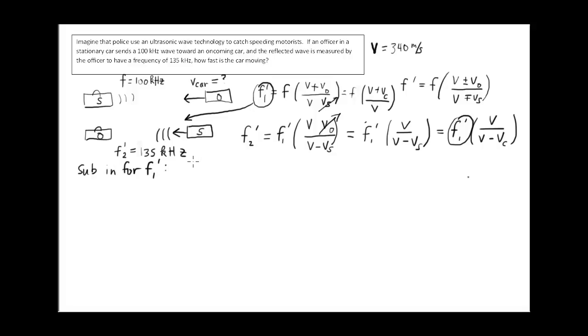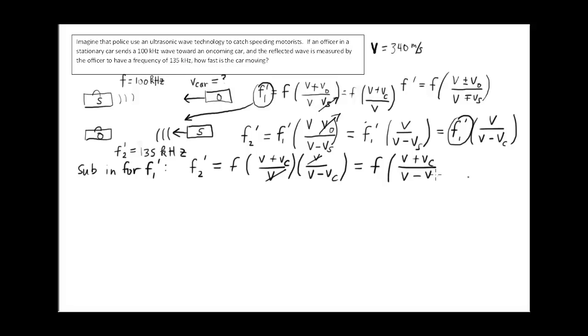All right, when we do that, what do we get? We get that f2 prime, which is 135, we know that, is equal to f1 prime, which comes from up here. F times V plus V car over V, now multiplied by this term, V over V minus V car. And look what happens. We get some simplification because those two V terms drop out, and we get an equation that actually looks pretty simple. Right here. So let's take stock. We've got f2 prime is equal to f times this multiplicative factor.